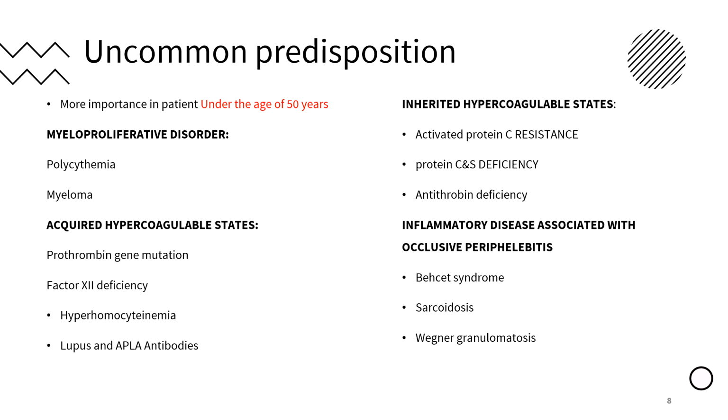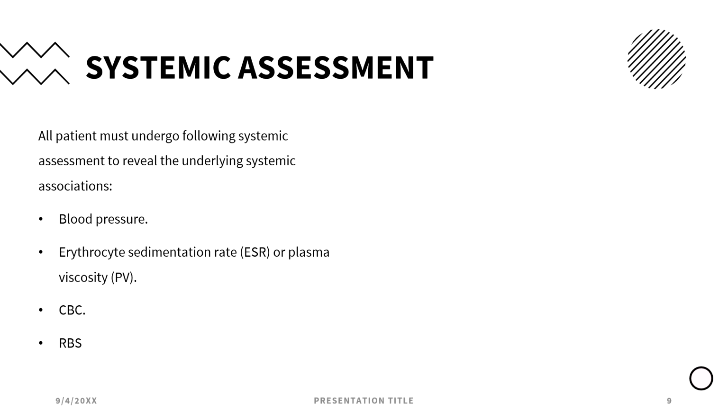The uncommon predispositions are seen under the age of 50 years, which are myeloproliferative disorders comprising polycythemia and myeloma; acquired hypercoagulable states including prothrombin gene mutation, factor 12 deficiency, hyperhomocysteinemia, lupus and APLA antibodies. Inherited coagulable states include activated protein C resistance, protein C and S deficiency, and antithrombin deficiency. Inflammatory diseases associated with occlusive periphlebitis are Behçet syndrome, sarcoidosis, and Wegener granulomatosis.